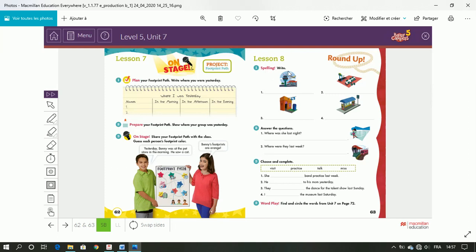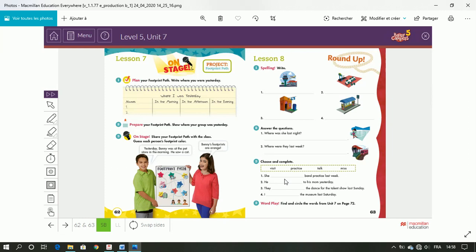Write spelling. Fill in this blank. What is this? It's an airport. Okay, and you have to move to exercise number 2. Answer these questions. Where was she last night? Okay, answer these. Where were they last week? You have to answer these things. And choose and complete. Choose the appropriate word and complete this sentence. Okay, and fill in this blank.